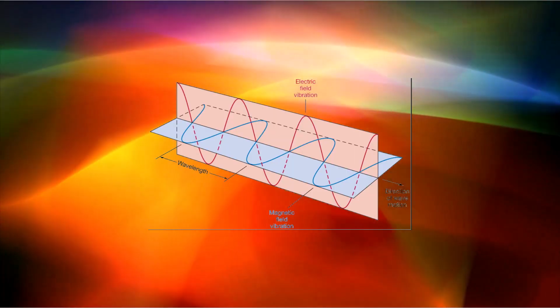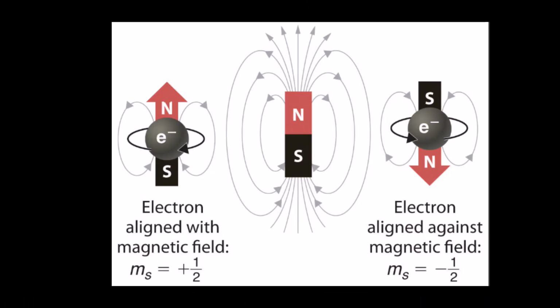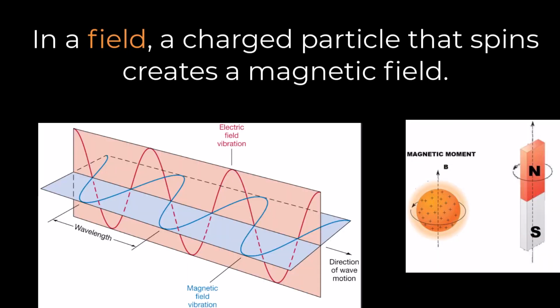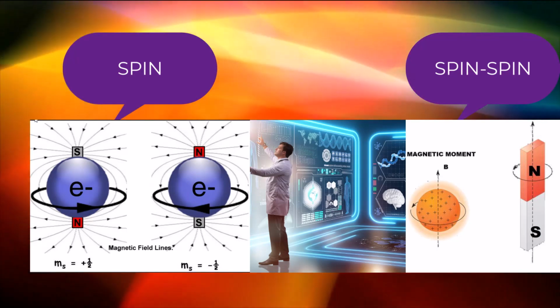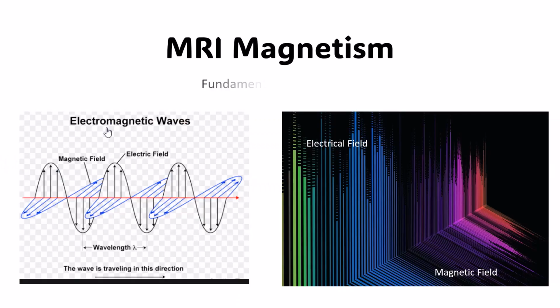Magnetic resonance imaging uses electromagnetism. When we discuss magnetism in MRI, we're talking about fields. In quantum physics, fields are created from spins. A spin can only be up or down. In a field, a charged particle that spins creates a magnetic field. So let's talk about putting the magnetism in the MRI.